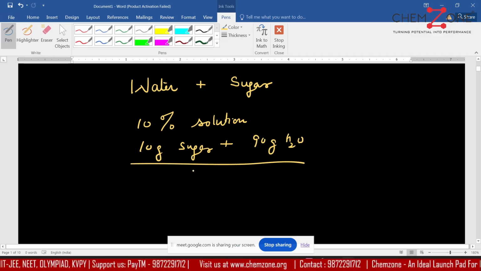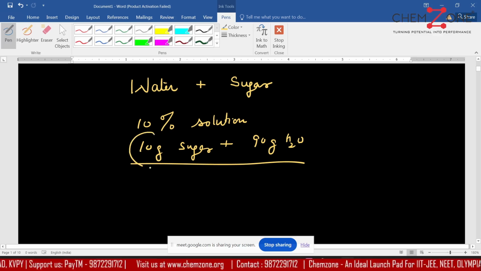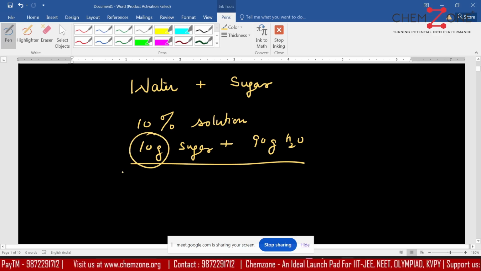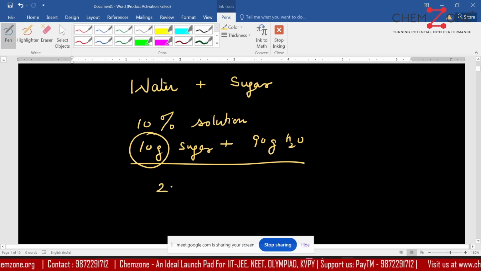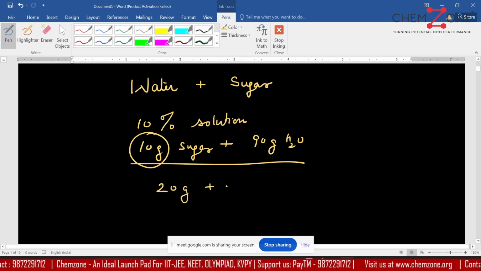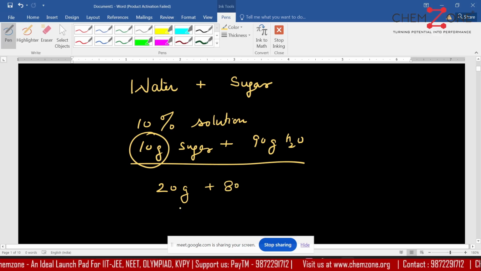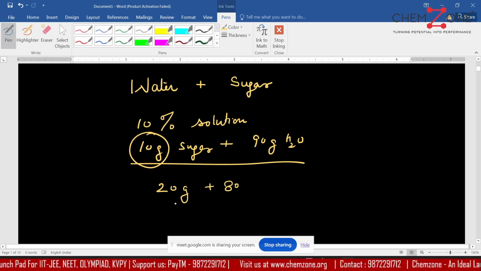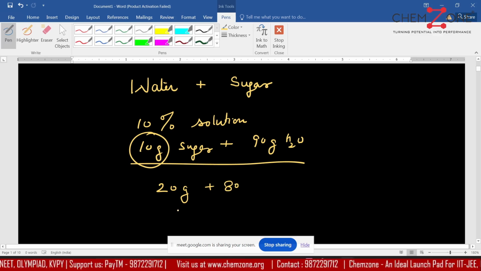It can vary if I add more sugar to this. I can make it 20%, 20 grams plus 80 grams of water. I can make it 30 gram, I can make it 40 gram. But there is a limit. Can you tell me what is the upper limit to which I can add solute?